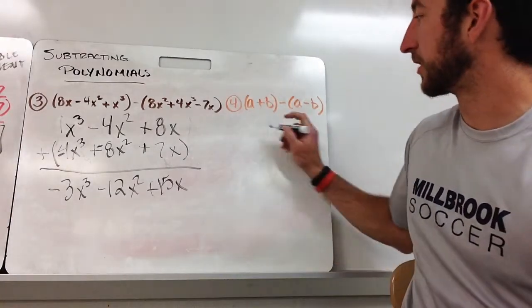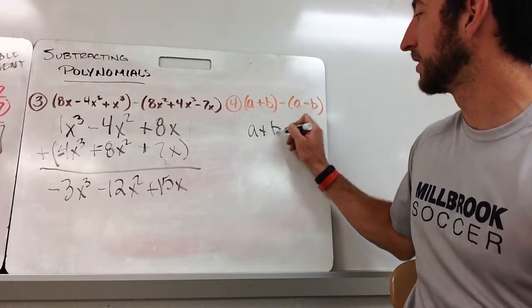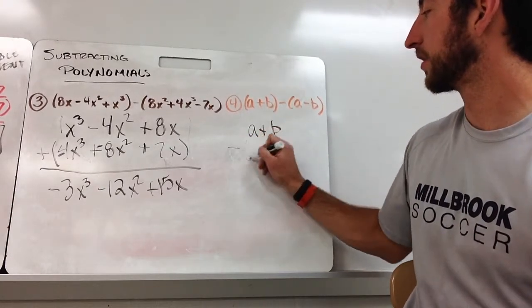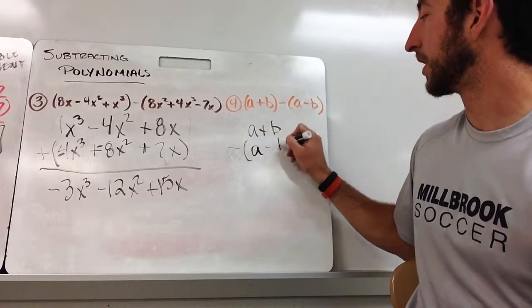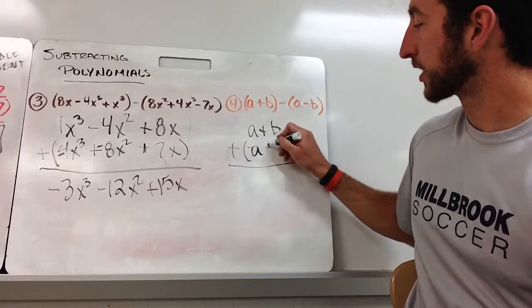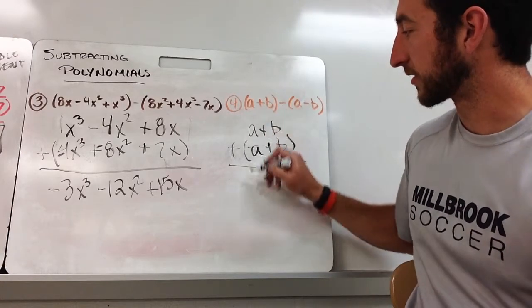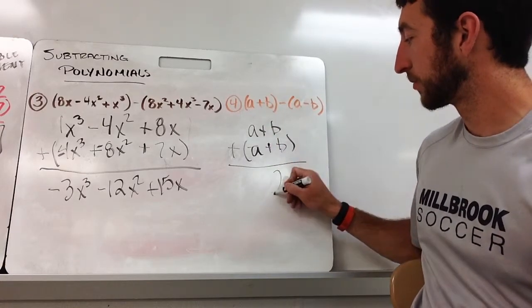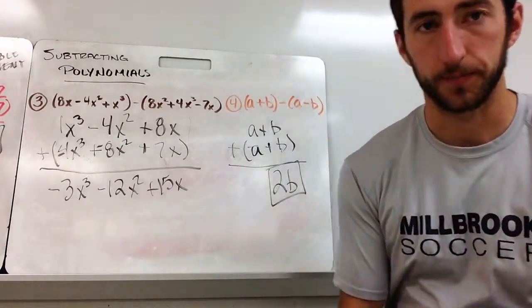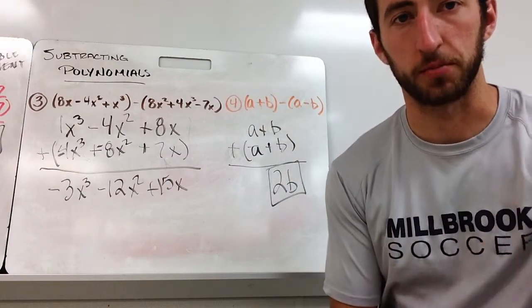Same thing here, I'm going to line them up vertically. A plus b, minus, in parentheses, a minus b. So make that addition, that becomes subtraction, that becomes addition. These cancel out, so I'm left with b plus b, which is 2b, which is my answer. And that is adding and subtracting polynomials.